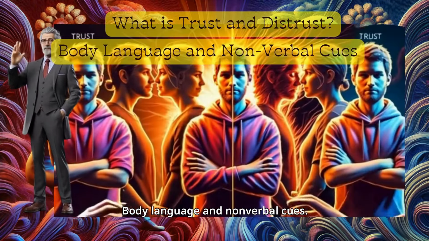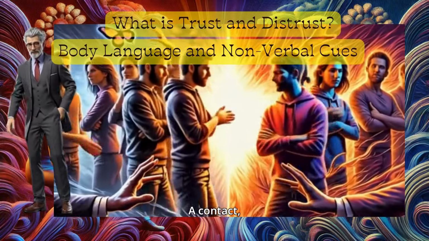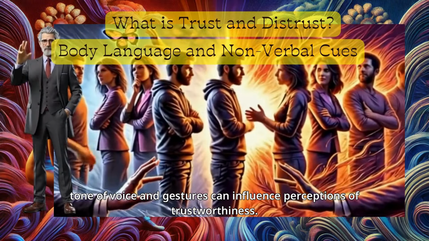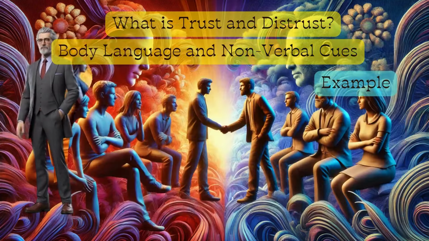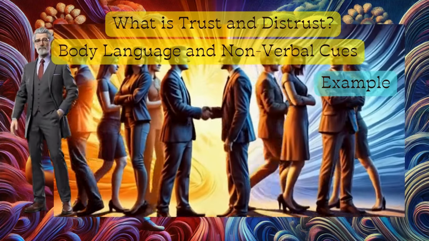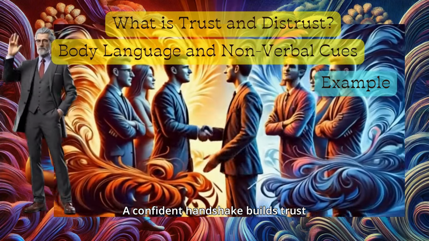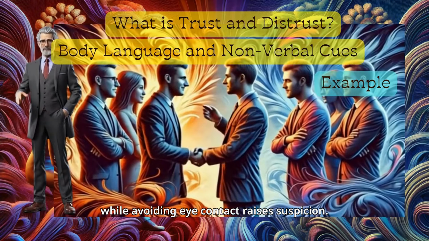Body language and nonverbal cues. Eye contact, tone of voice, and gestures can influence perceptions of trustworthiness. Example: a confident handshake builds trust, while avoiding eye contact raises suspicion.